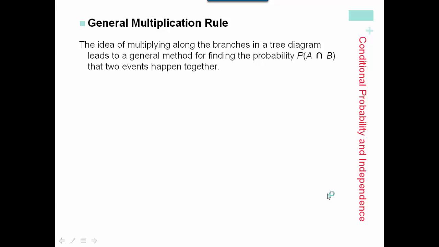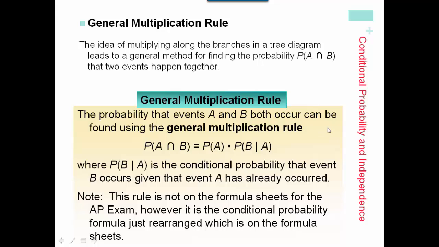The idea of multiplying leads to a general probability rule for A intersect B, that two events happen together. Here's the general multiplication rule for probability. The probability that events A and B both occur can be found using the general multiplication rule. The probability of A intersect B is the probability of A times the probability of B given A, where the probability of B given A is the conditional probability that event B occurs given event A has already occurred. Here's a note: the rule is not on the formula sheet for the AP exam. However, it is the conditional probability formula just rearranged, which is on the formula sheet.